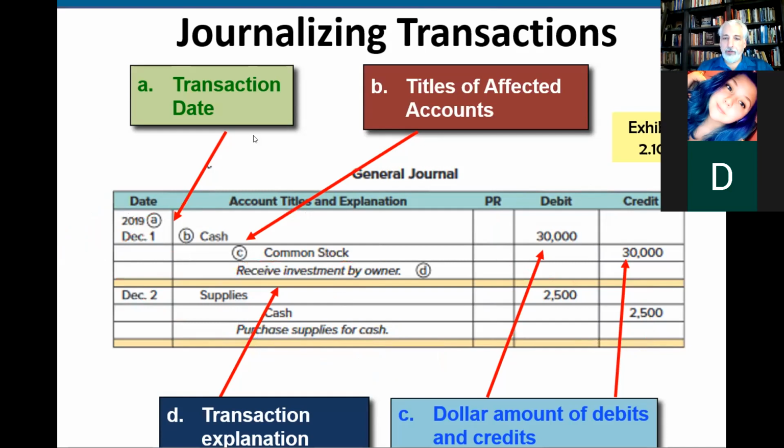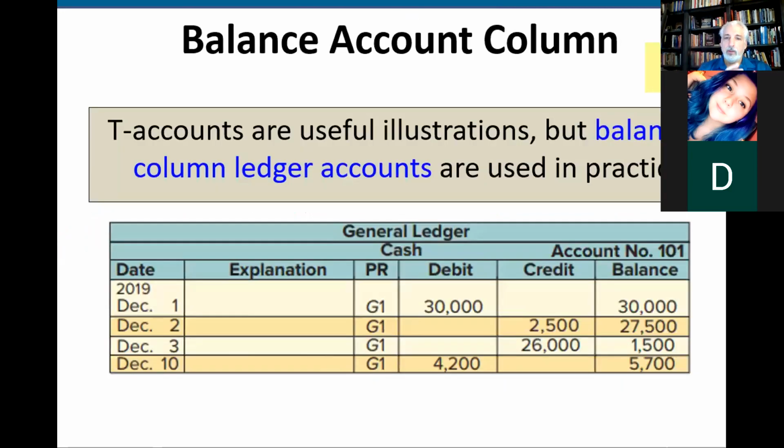Okay. So these are all things A, B, C, D. Date, titles, dollar amounts, explanations. I would reverse the order a little bit. I'd put the dollars in first. I'd then go pick one of my accounts, preferably cash, which is the easy one to target, and then put the other accounts in. Then I'd go for the date, then I'd go for the explanation. But whatever order you do, those are the good things that go into a good, proper journal entry.